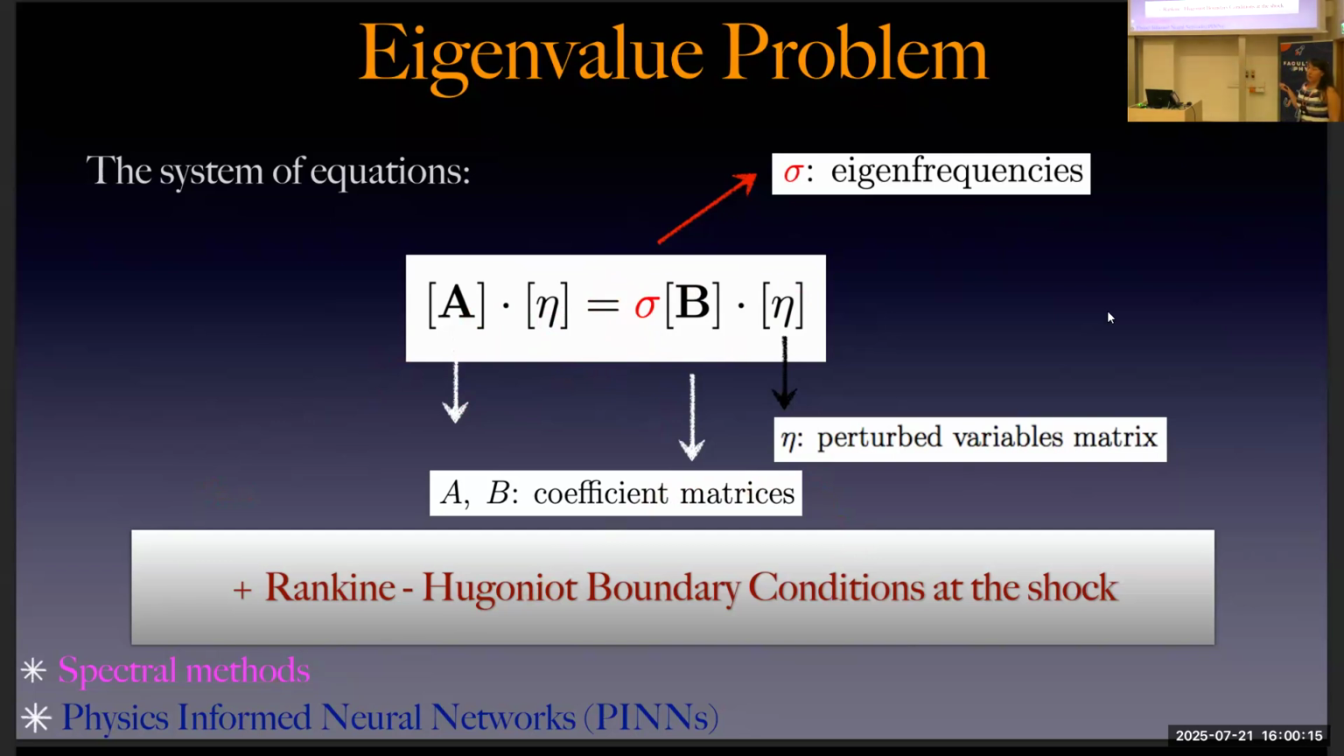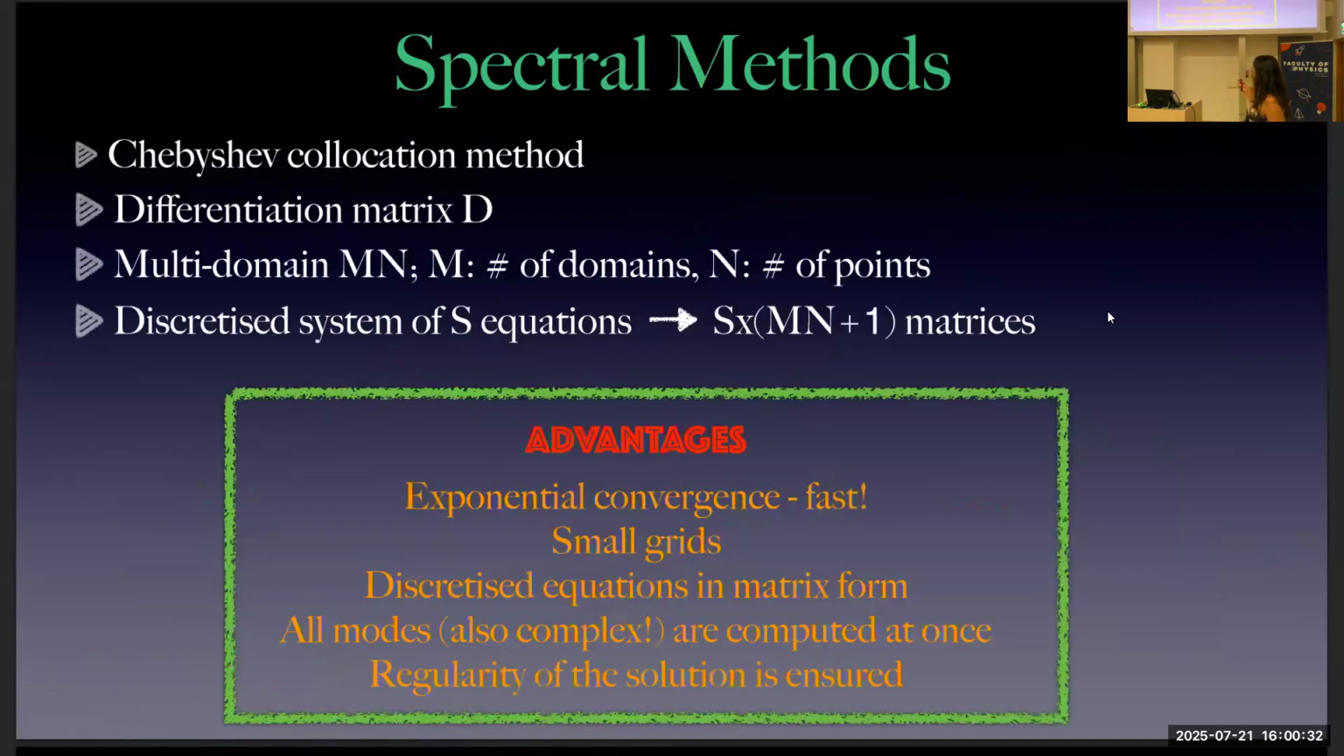By having this and the correct boundary conditions at the shock, for which we are using Rankine-Hugoniot conditions, we can solve the system. The two methods that we are using to solve this system are spectral methods, and we also tried a machine learning technique based on physics-informed neural networks. For the first one, spectral methods, I will go quickly, but if someone is interested in any of the methods and more technical details, we can talk more. We use a Chebyshev collocation method, and by building the differentiation matrix, we can have the equations written in a discretized form.